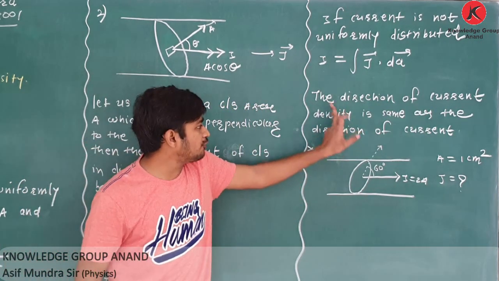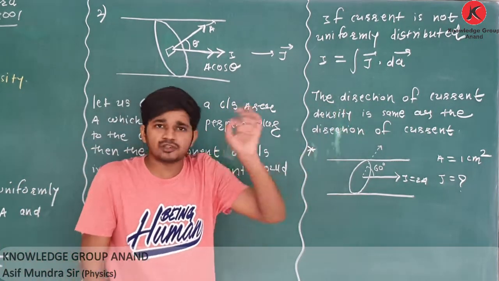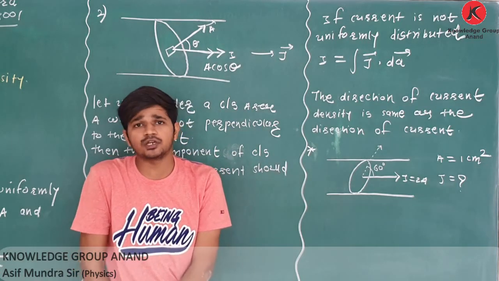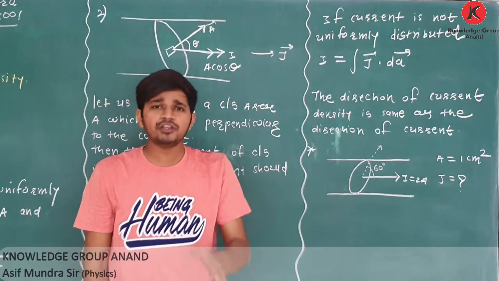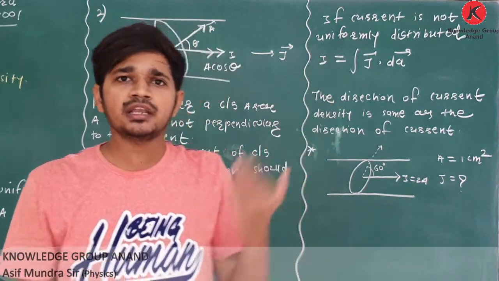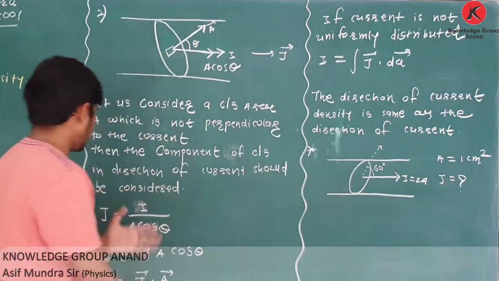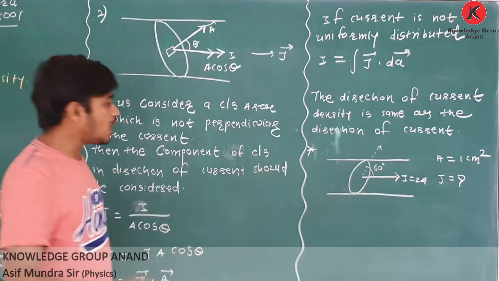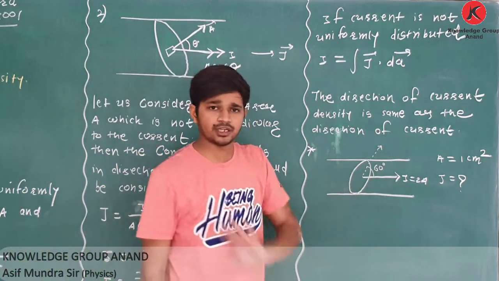Now, the direction of current density is the same as the direction of current because current density is a vector quantity. Okay, so remember what is the equation of J? J is equal to current upon area. Clear about this? Now see, we have one question. You are given this figure.